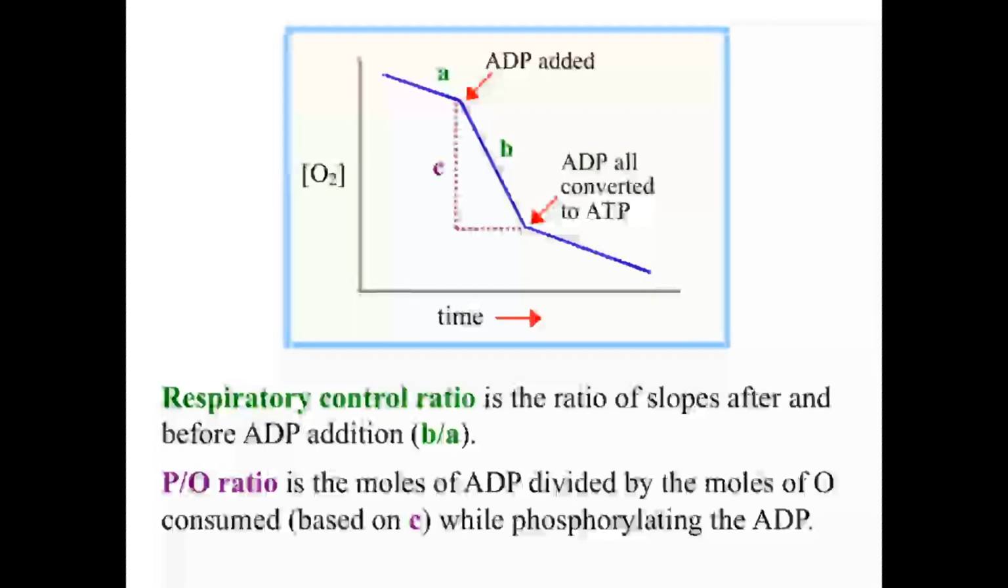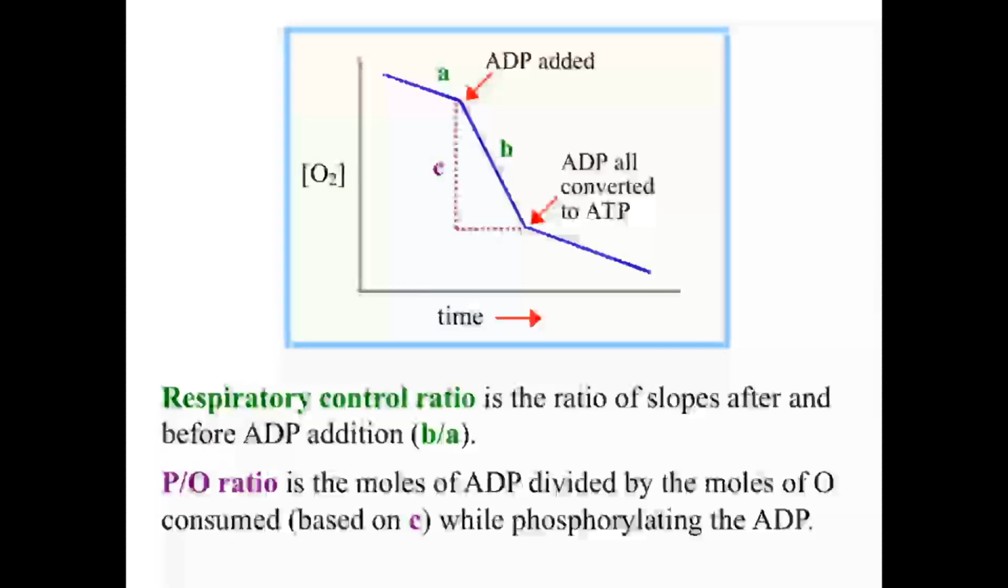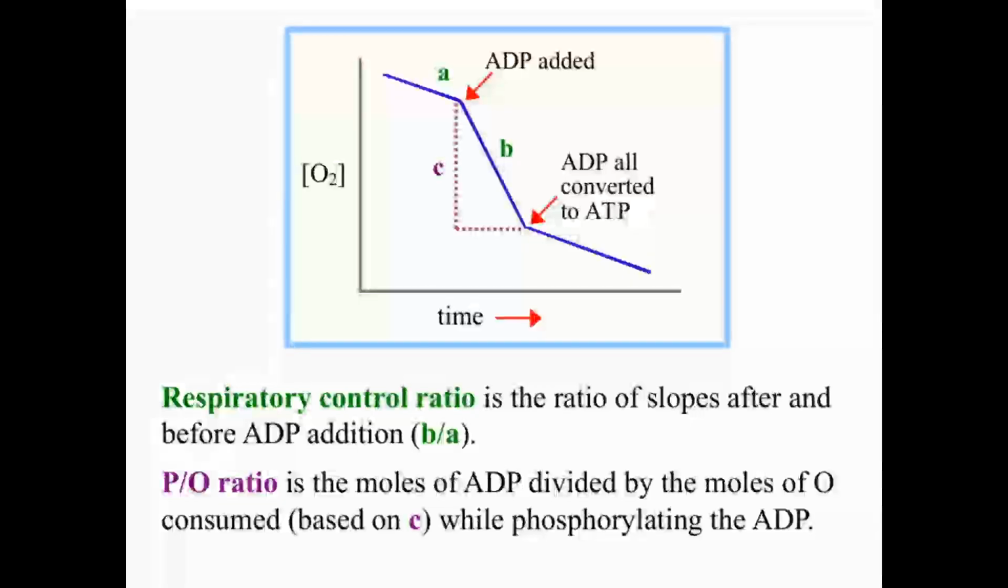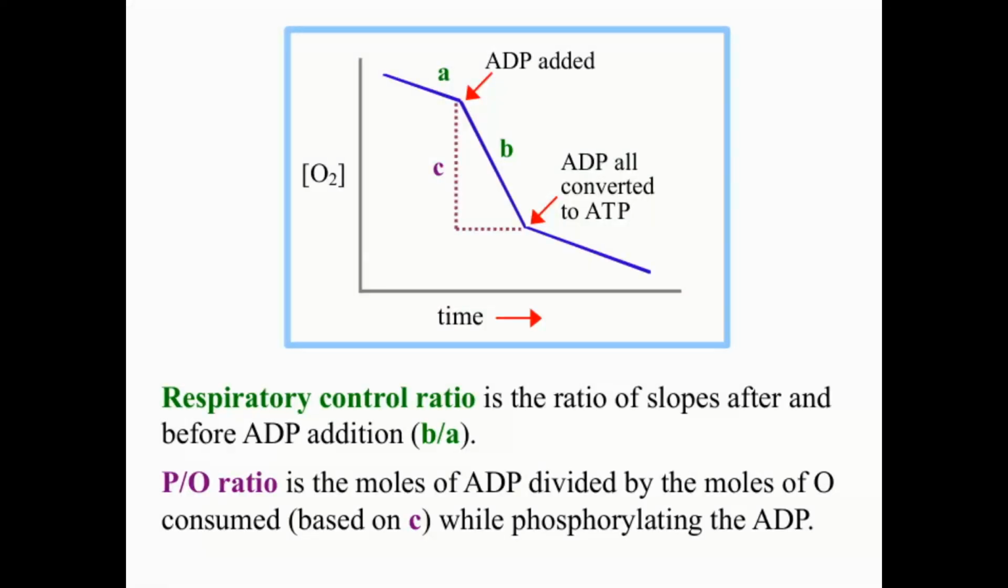This is a measure of how many moles of ADP are phosphorylated per mole of oxygen consumed. To determine this, we look at the amount of ADP added and the amount of oxygen consumed during phosphorylation. This ratio is crucial because it gives us insight into the efficiency of oxidative phosphorylation, how effectively the mitochondria convert oxygen into ATP. Both of these ratios, respiratory control and PO, are fundamental for assessing mitochondrial health and function.